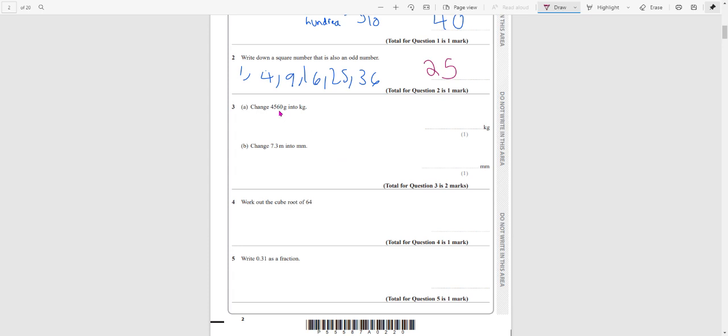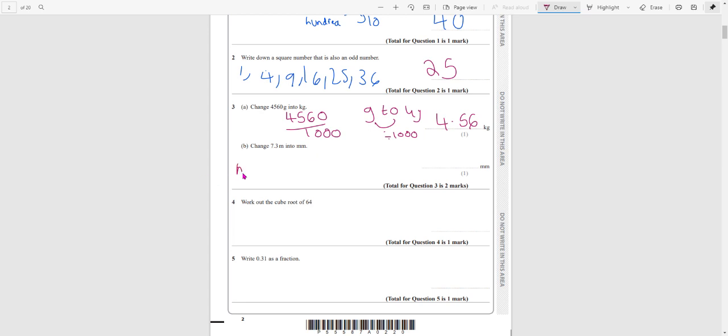Change 4,560 grams into kilograms. What you would have to do is 4,560 divided by 1,000, because changing from grams to kg, you are dividing by 1000. So grams to kg, you are dividing by 1000, and the answer you get is 4.56.